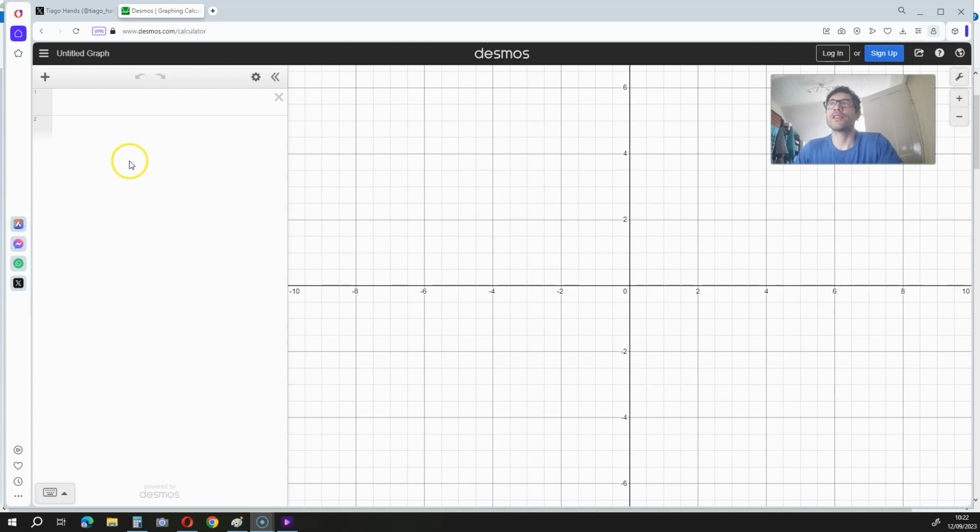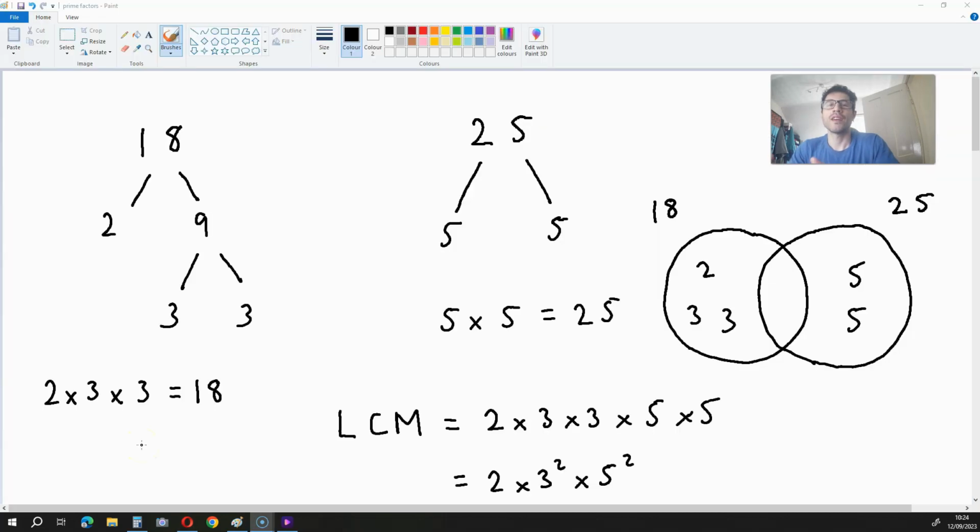to check your result. You do that by writing LCM up here like so, and by putting in 18 and then 25 like that. And as you can see, the result for the least common multiple is 450. So this is an extra way to check your result to see if you're correct. Okay, so I hope you found that fun.